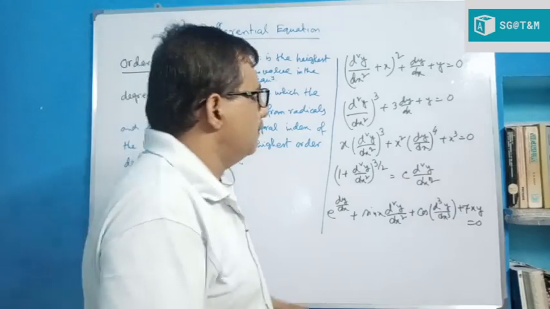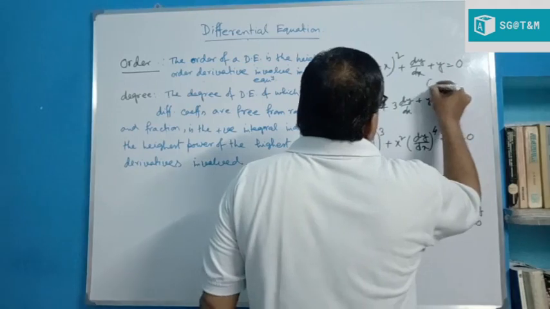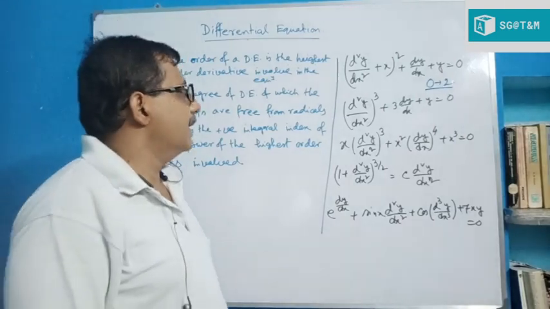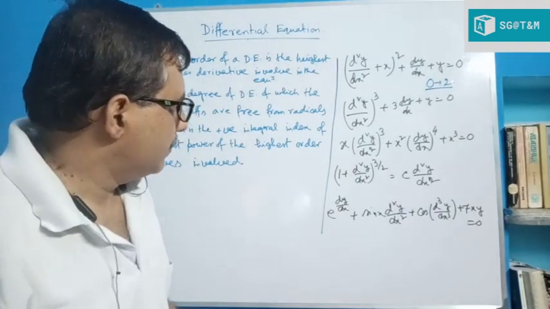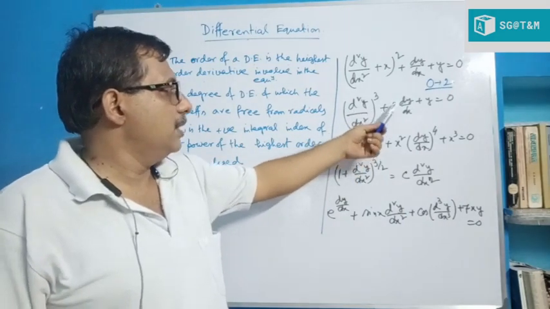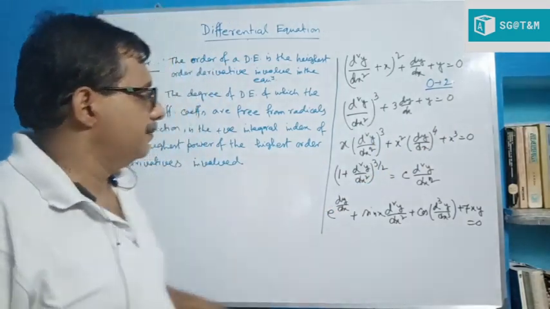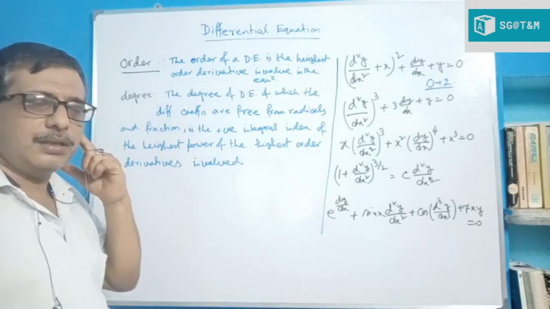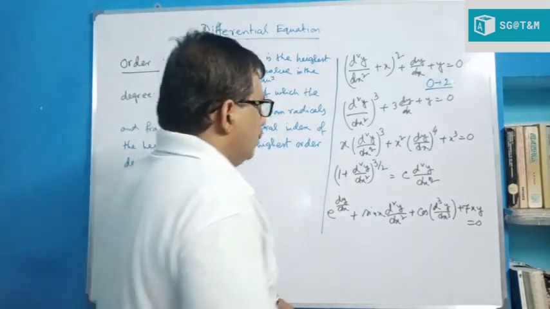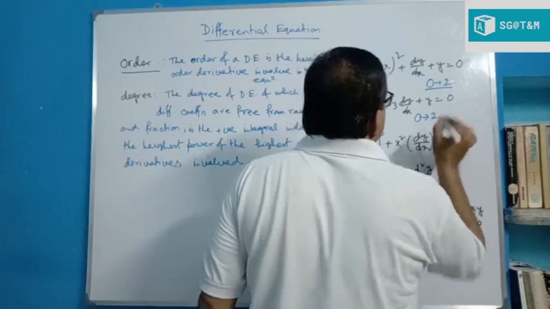Therefore the order of this equation is how much? Obviously, the order of this equation is 2. In the second case, the derivatives involved in the second equation are (d2y/dx3) whole cube plus 3 dy/dx plus y is equal to 0. So obviously the highest order derivative present in this equation is 2, so the order is also 2.